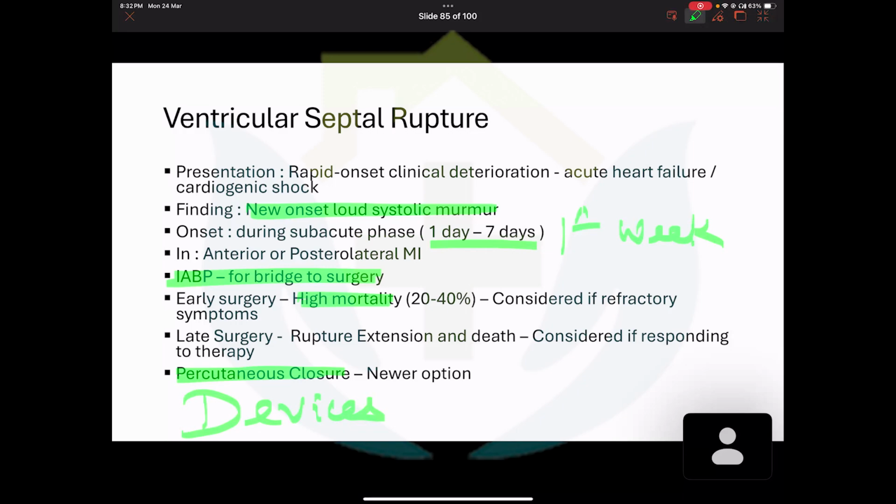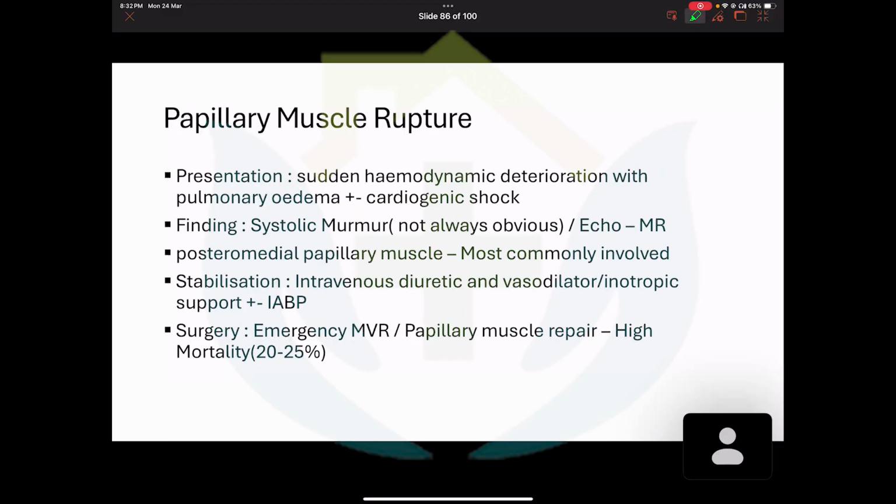And you're seeing these patients more and more. Device closures in different cases. Very interesting state of the art things. Papillary muscle rupture, how to diagnose.